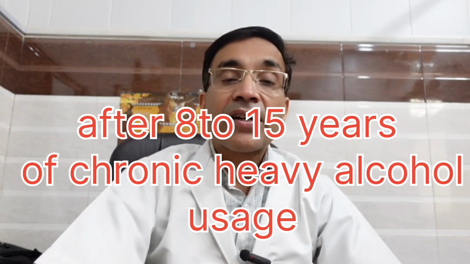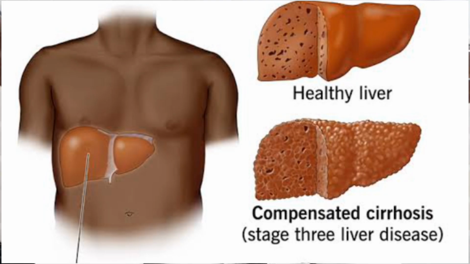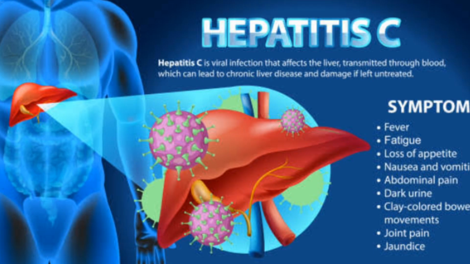When do complications arise after I start drinking? Complications usually occur after 8 to 15 years of chronic heavy alcohol use. However, in some, even shorter duration can lead to alcoholic hepatitis or early cirrhosis, especially with genetic predisposition and coexisting hepatitis. Does hepatitis C cause liver cirrhosis?